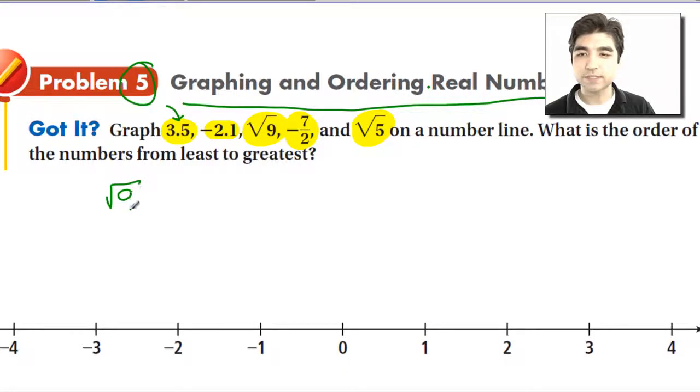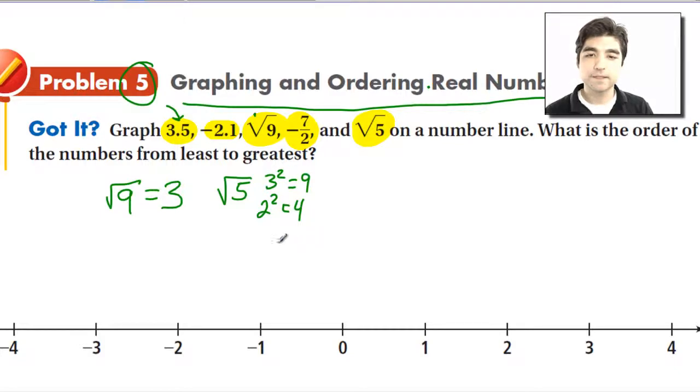So I'm going to work on the square root of 9 right here. Square root of 9 is 3. So that one was easy. Let's hold off on 7 over 2 for a second. Let's do square root of 5. Square root of 5 is in between, let's see, 2 squared equals 4, and 3 squared equals 9. So it's really close to 2. Do you see that? So the square root of 5 is probably about 2.1.